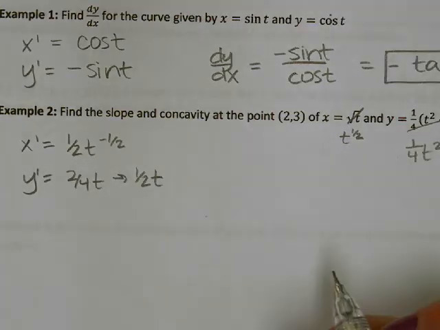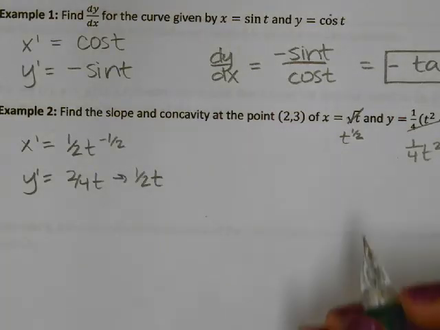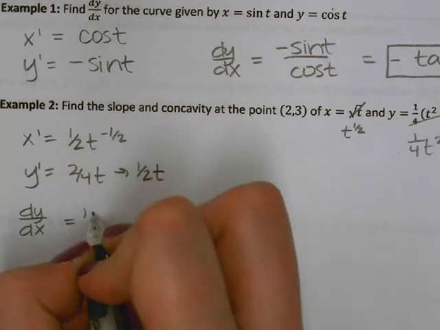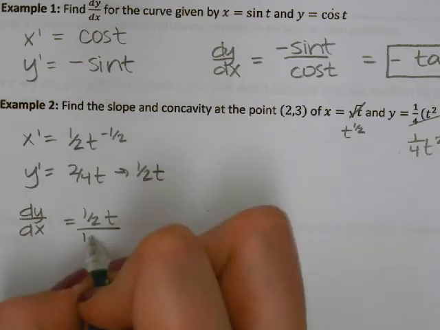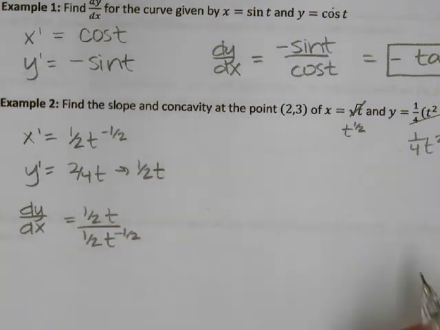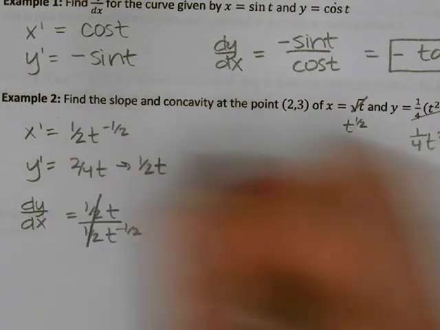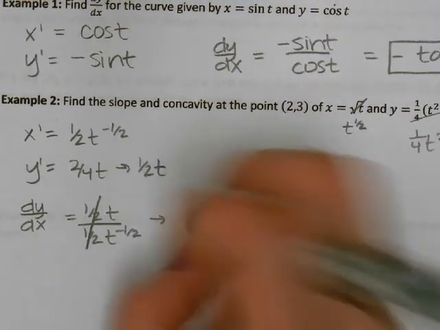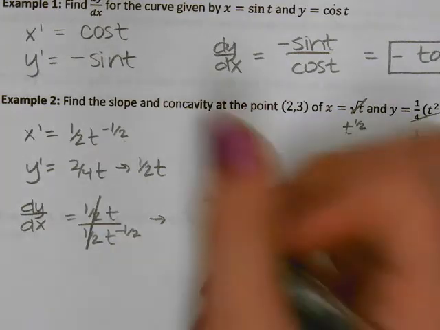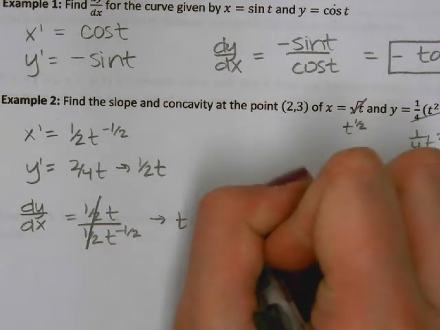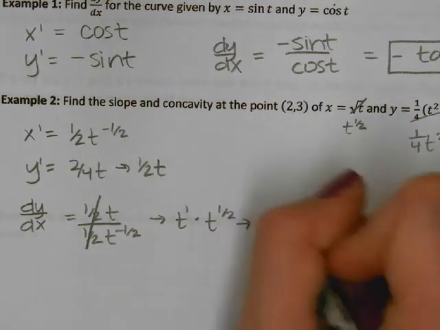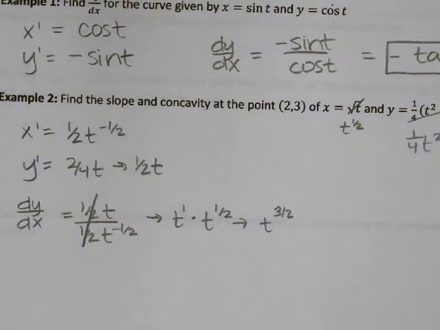All right, so to find the slope, we have to find our derivative first. So dy/dx equals 1/2 t divided by 1/2 t to the negative 1/2. Those cancel, which gives me t over t to the negative 1/2. I'm going to move it to the top, so that's t times t to the positive 1/2. If I add my exponents, that gives me t to the 3/2. So the general form of the slope at any time is t to the 3/2.